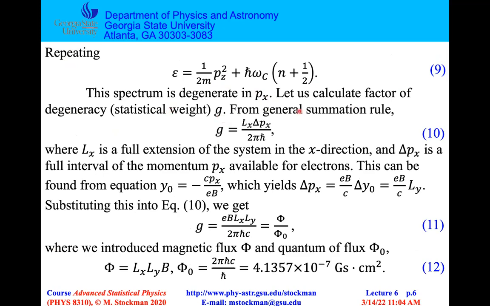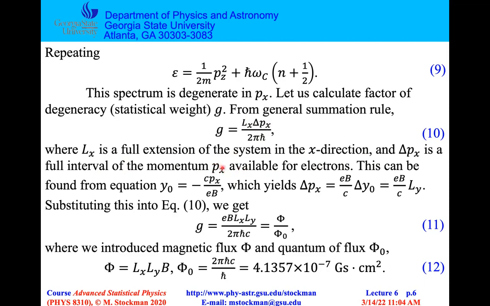From a general summation rule, g is the size of the system in the x direction, Lx, multiplied by the interval of momenta in the x direction available to the system, divided by 2 pi h. So again, Lx is the full extension of the system. Delta px is the full interval of momentum available for the electrons.